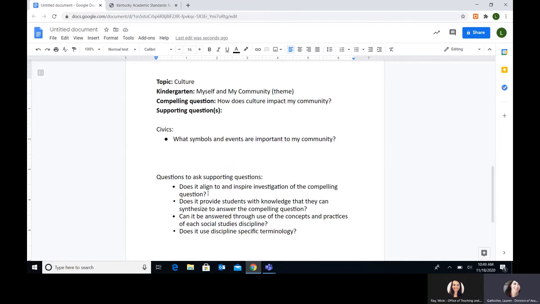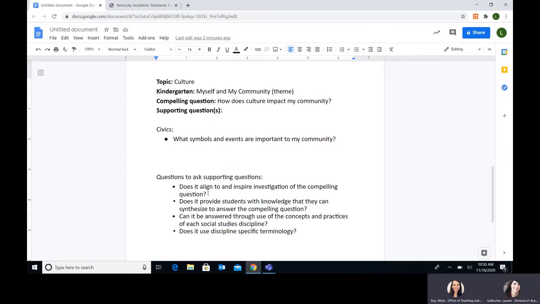Can it be answered through the use of the concepts and practices of each social studies discipline? Well, we're doing civics, so that's the first part. And does it use discipline-specific terminology? At this level, it progresses in complexity, but this idea of symbols and what they mean and why they're important, while we're not doing higher-level vocabulary that kids might see later on, like civil discourse, I do think this is appropriate discipline-specific investigation for kindergartners. And I feel like students need to hear the language of the standards and be familiar with that vocabulary, because it is a progression.